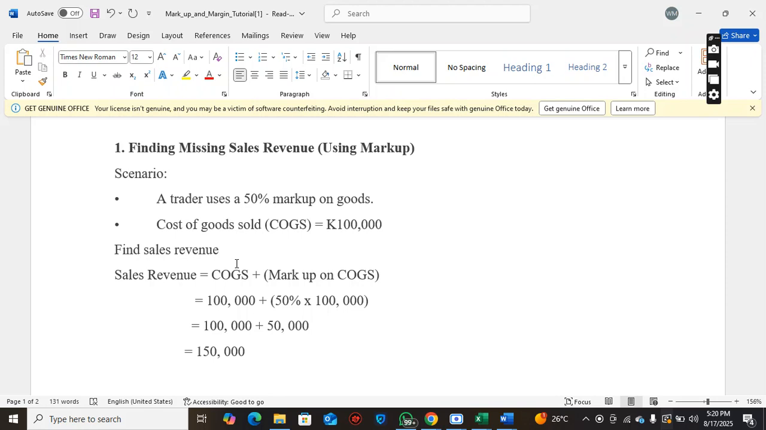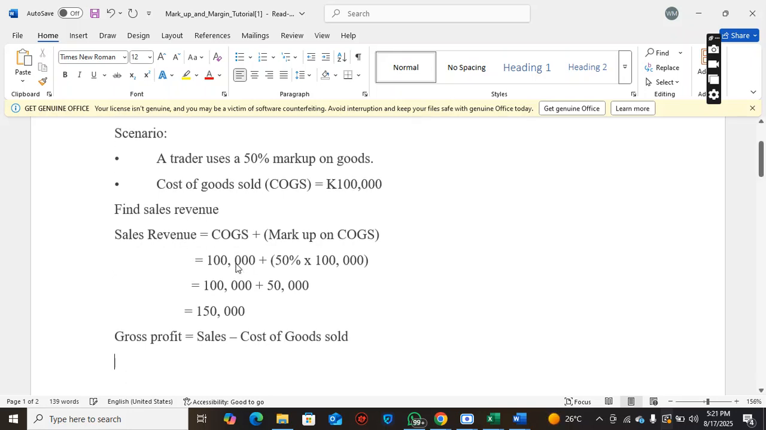And from this, we can get the gross profit. Remember, gross profit equals sales minus cost of goods sold. So sales is 150,000 minus cost of goods sold 100,000. So your gross profit is 50,000. Any questions?